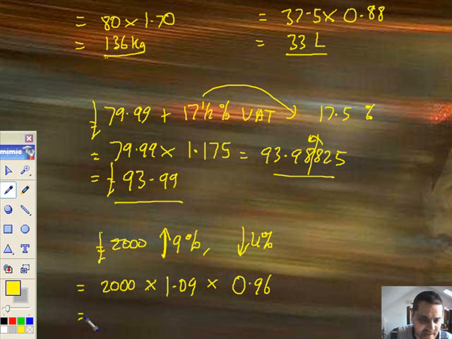And the question says, how much is Zoe's investment worth? In other words, final answer, not how much she's made or how much she's lost. So 2,000 multiplied by 1.09. That takes care of the 9% increase. I hit equals there.